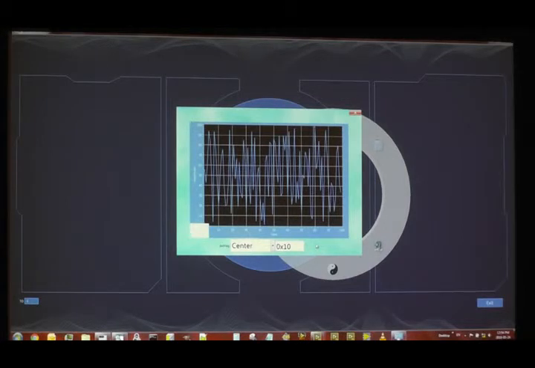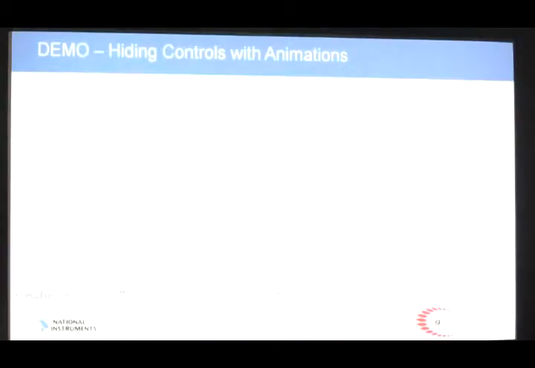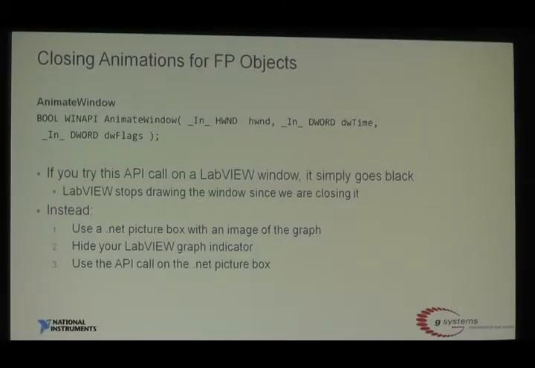So go ahead and switch back to the slides. I want to make sure I don't miss a step. All right, so we used the .NET picture box. We took an image of the graph, stuck it in the picture box, resized the picture box to the same size as the graph, and hid the graph, and then called this animate window function on the .NET picture box, because the .NET picture box is a window that we can operate on. So we faked it, but it looks good. So it's really static data there? Yes, by the time the animation starts, it's a static picture rather than your graph.